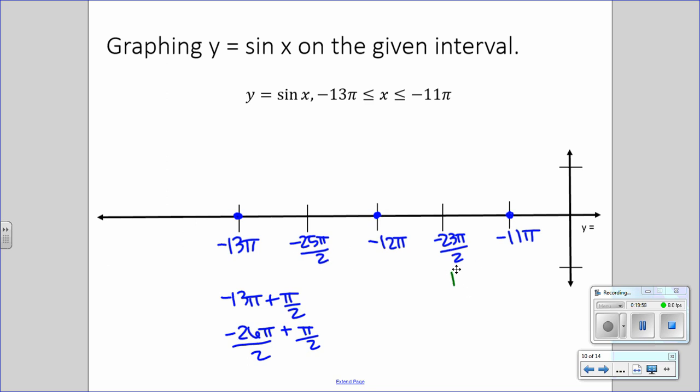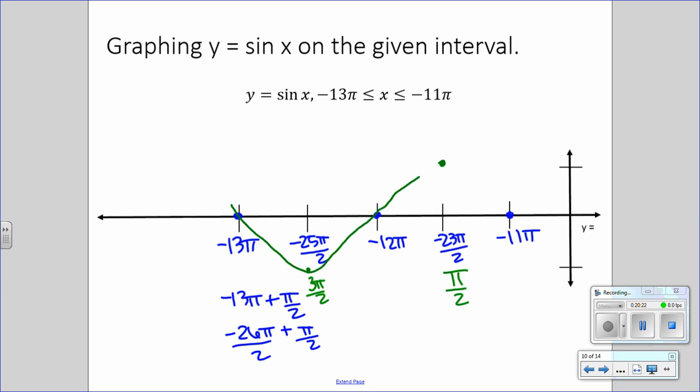What I will tell you is that 23 pi over 2 is coterminal with pi over 2. And negative 25 pi over 2 is coterminal with 3 pi over 2. If you need a second to pause it and add 2 pi to this a bunch of times to figure that out, then go for it. But what that means is that my maximum is at this one, and my minimum is here at negative 25 pi over 2.